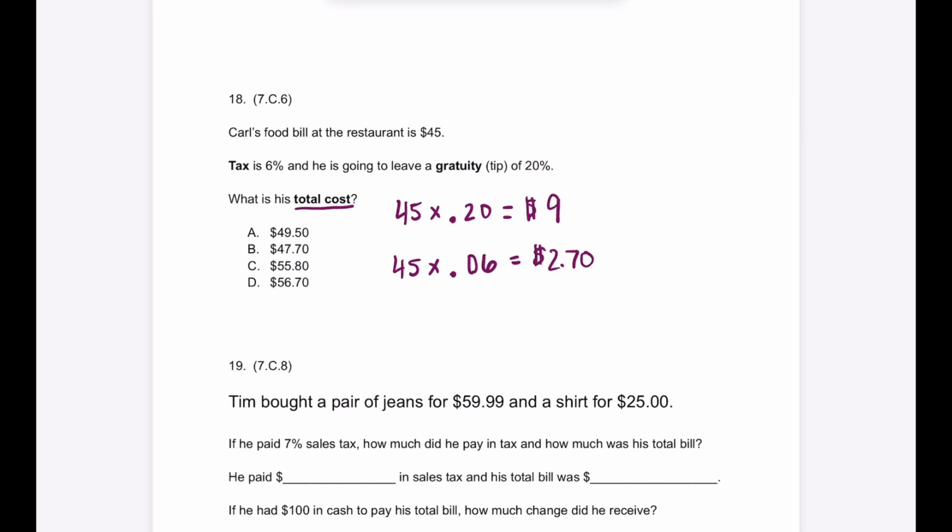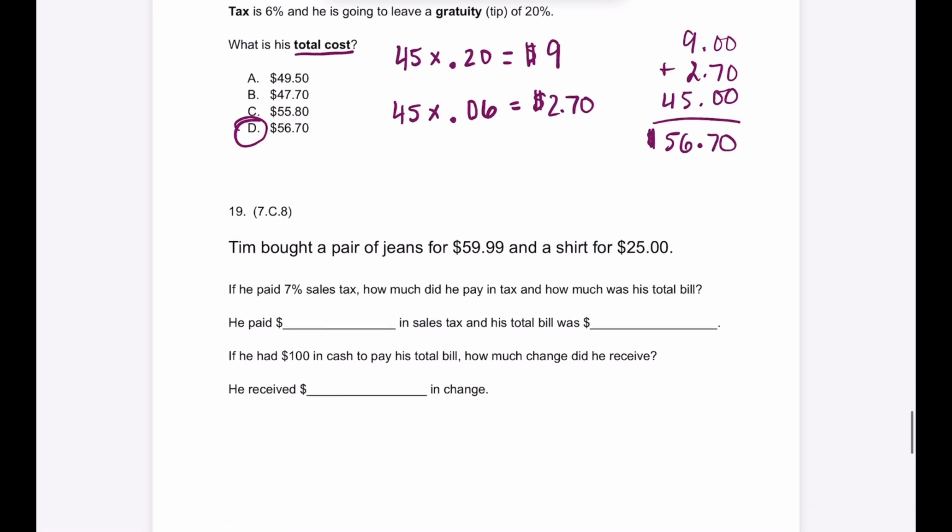Okay, now all that I have here, I have the 9 plus the 2.70, and then I also have my $45. Okay, this is going to be my total bill. So I add all of these up to each other, and I get a total bill of $56.70. Okay.